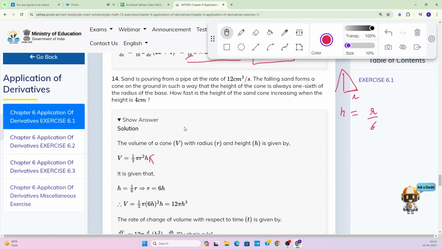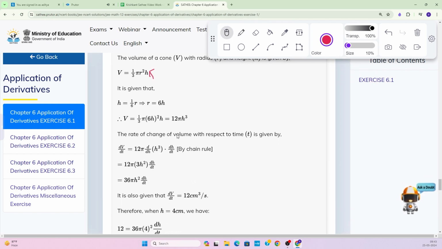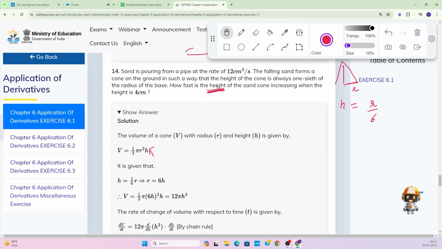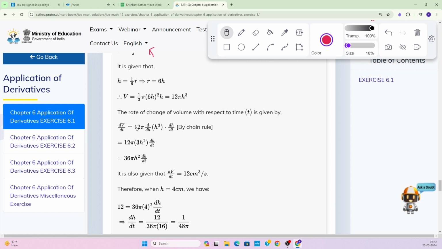Why are we replacing? If you observe this question, we want our h. We want the derivative of h. That's why we are replacing the r. Now my volume in terms of h is given. Now I want it with respect to time, as you can see, how fast is the height of the sand cone increasing. So it is clearly asking me to find with respect to time. So just dv by dt. So dv by dt will be 36 pi h square dh by dt, as you can see.